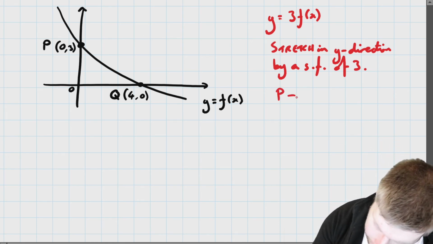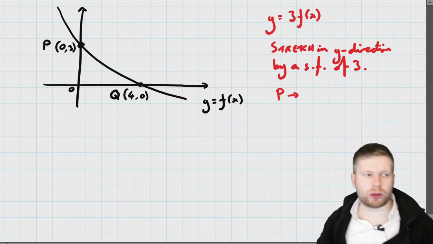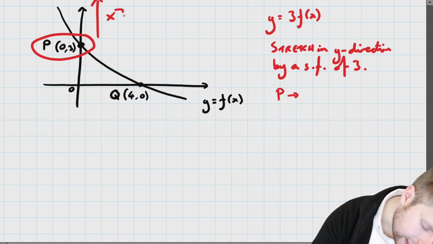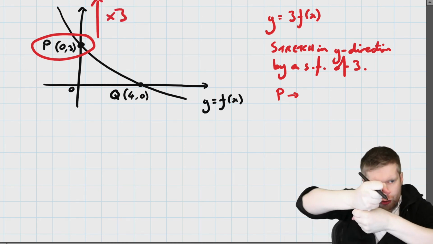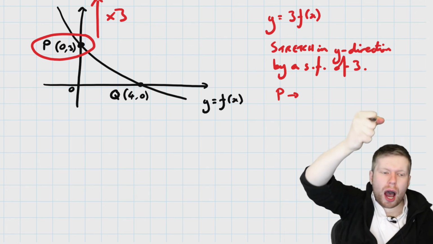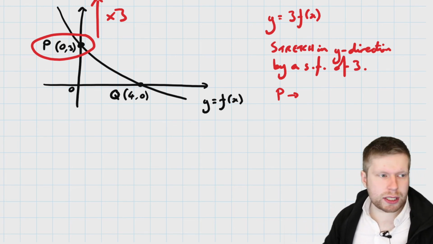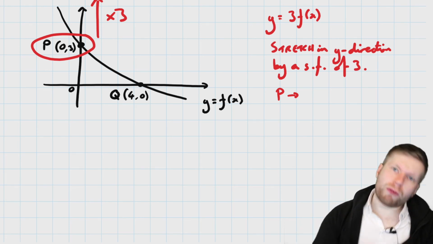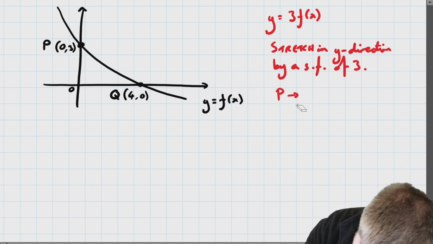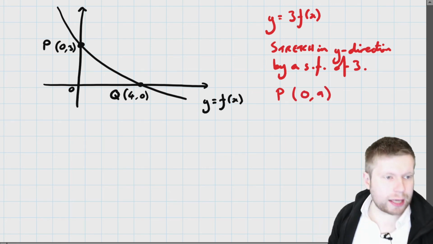Well, are you happy that if I'm stretching it in the y direction with a scale factor of 3, P would also be moved upwards with a scale factor of 3? Does that make sense? I literally grab the graph and pull it upwards by 3, which means that P is also being stretched upwards by 3 as well. So instead of it being at 0, 3, it's going to be moved 3 times upwards, so it's going to end up at 0, 9. So that's where P will end up, okay?